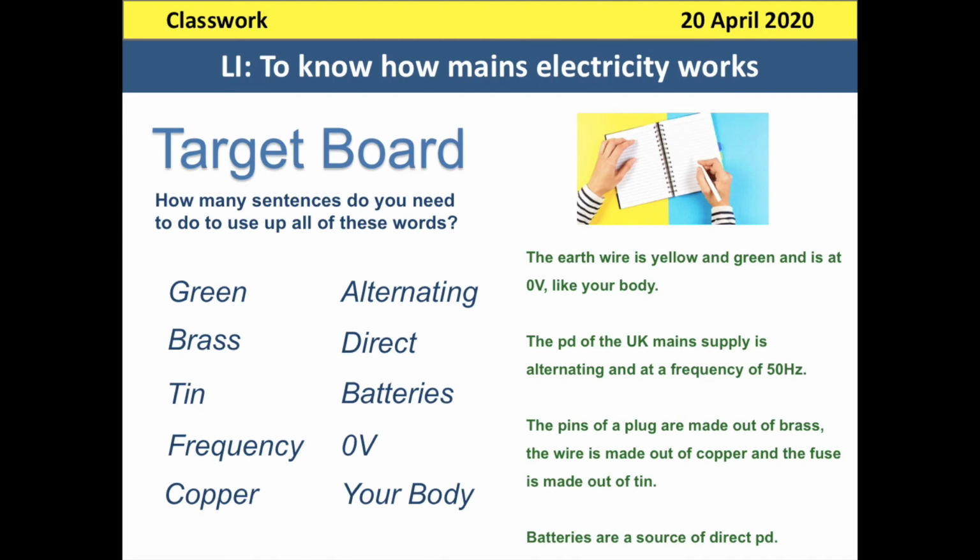Then I've said that the pins of the plug are made out of brass, that's my 6th word. The wire is made out of copper, which is the 7th, and the fuse is made out of tin, which is the 8th. And then I get the final 2 words in my last sentence, the 4th sentence: batteries are a source of direct potential difference.